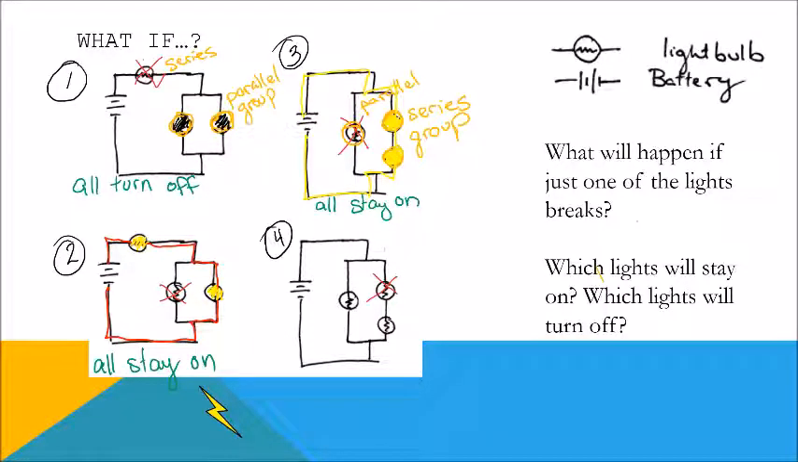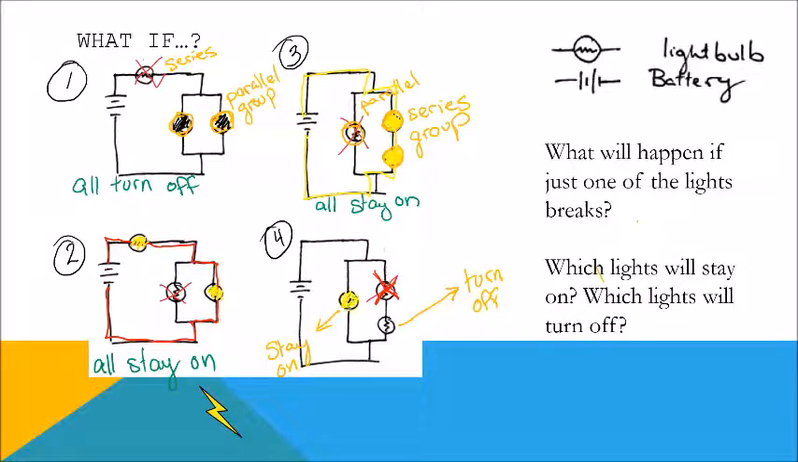In circuit number 4, we still have the same connection. We have a series group connected in parallel to a single light bulb, but this time we have one of the series light bulbs broken. What will happen to the other two light bulbs? In this case, one light bulb does one thing and the other light bulb does another thing. This light bulb will turn off and this light bulb will stay on.